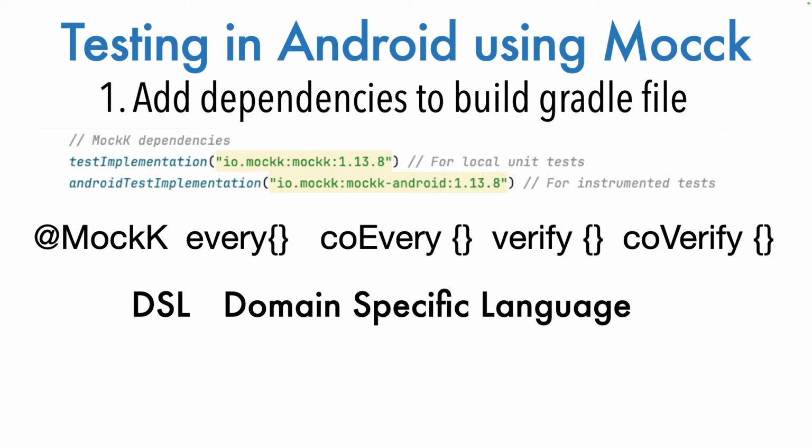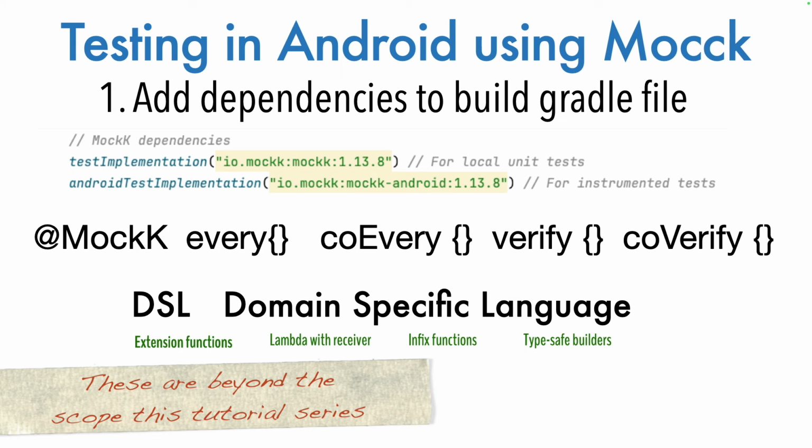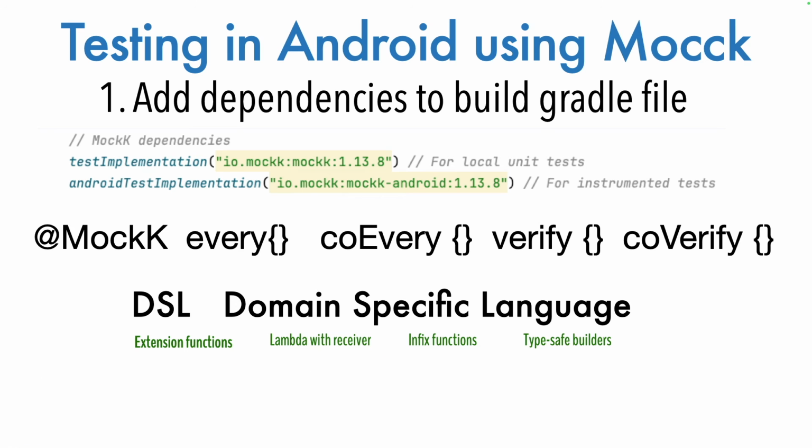And if you are wondering how is it possible, well, it is possible because of certain capabilities that are built into the Kotlin programming language. Things like extension functions, lambda with receivers, infix functions, and type safe builders. I have a dedicated Kotlin fundamentals tutorial series where I do talk about some of these things in a couple of videos. So let's continue. For example, how would a DSL statement look like?